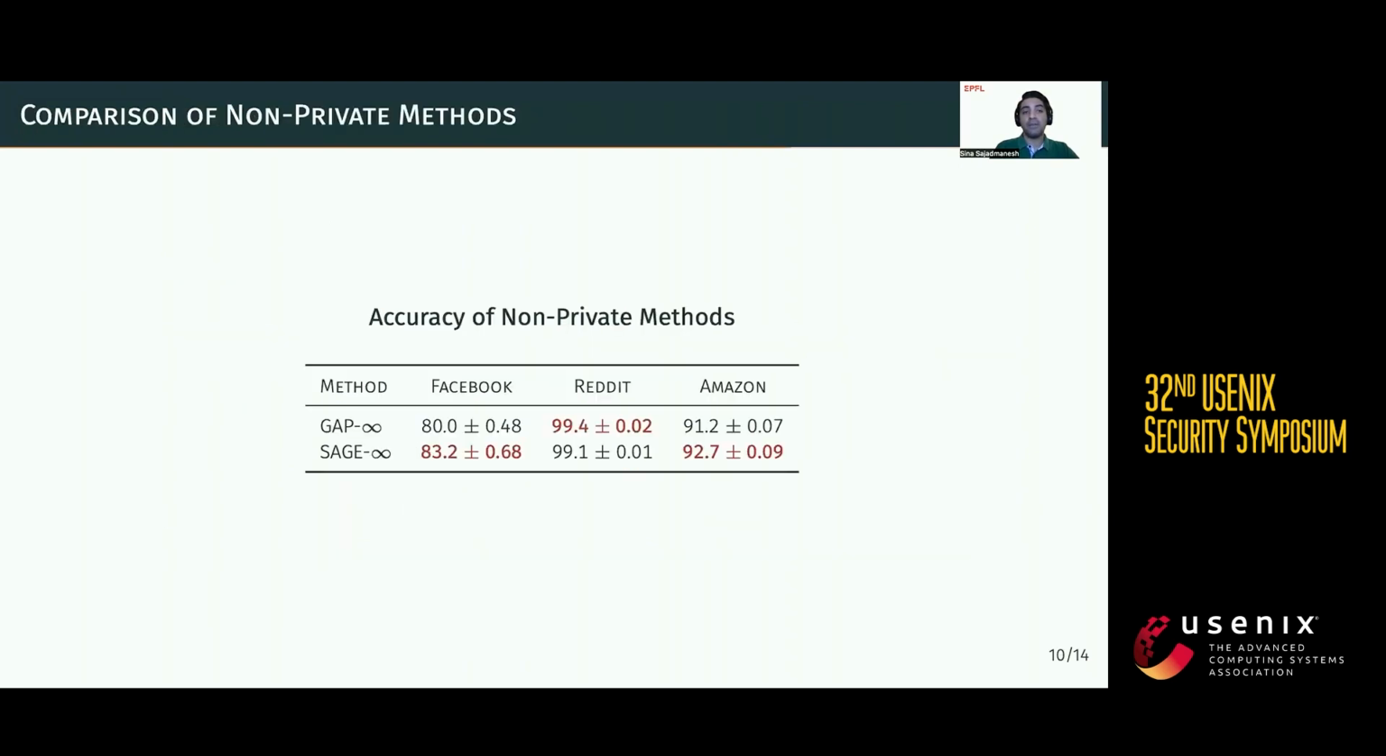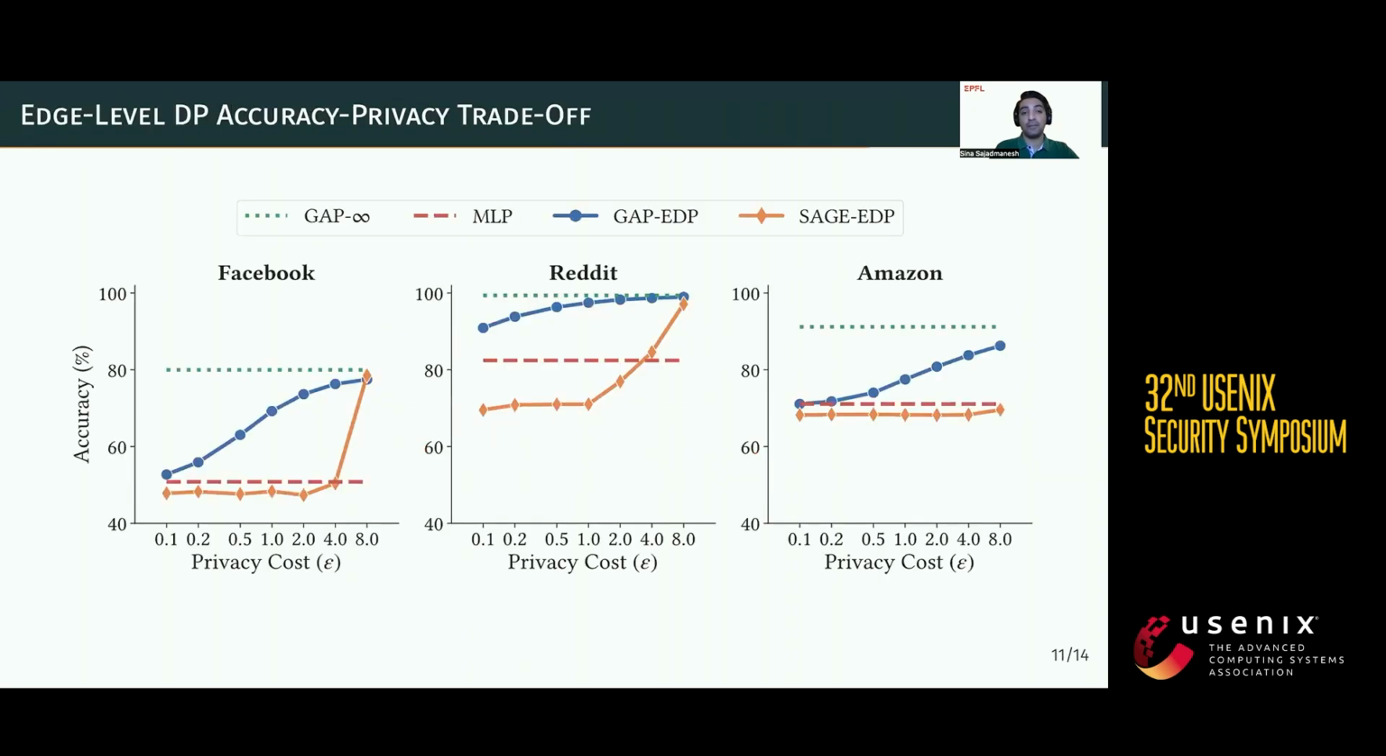First, we compare GAP and GraphSage in the non-private setting without adding any noise, just to see how much accuracy we lose only by changing the architecture. We can see from this table that GAP is very competitive with GraphSage and even outperforms it on the Reddit dataset. So we can say that we do not lose much accuracy by using GAP instead of GraphSage.